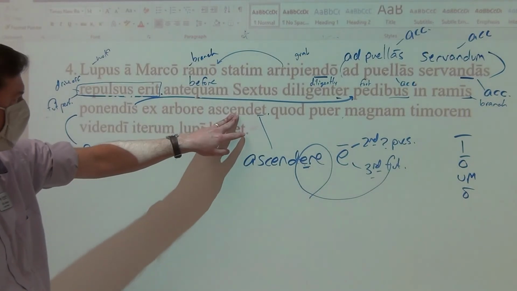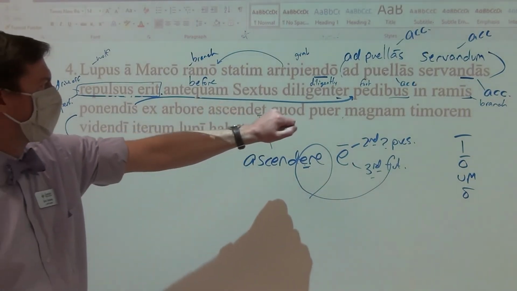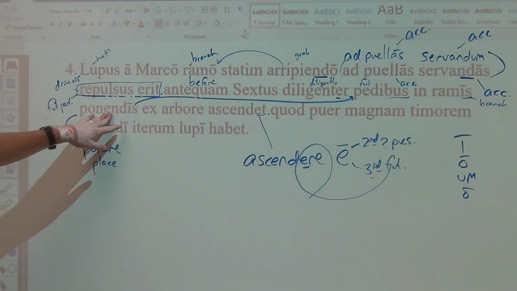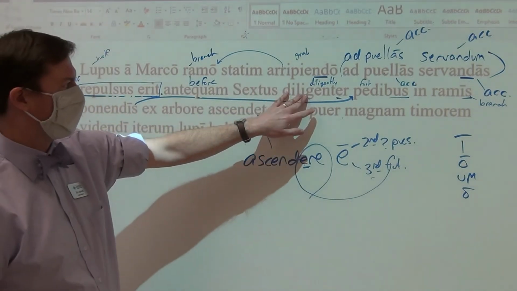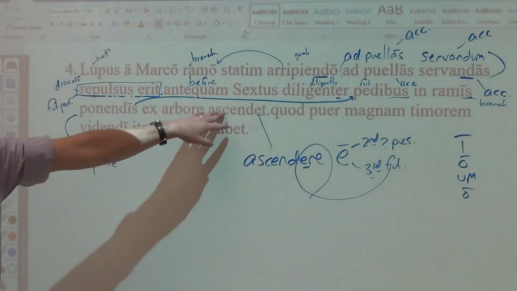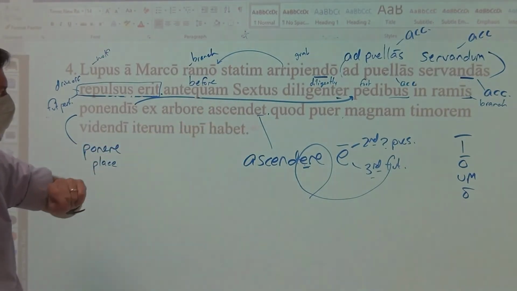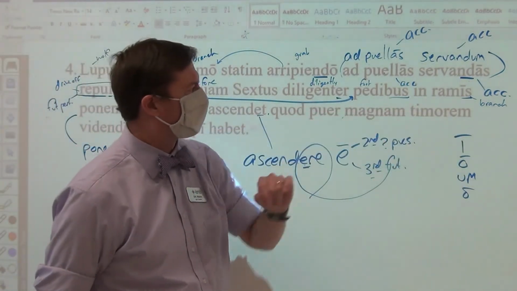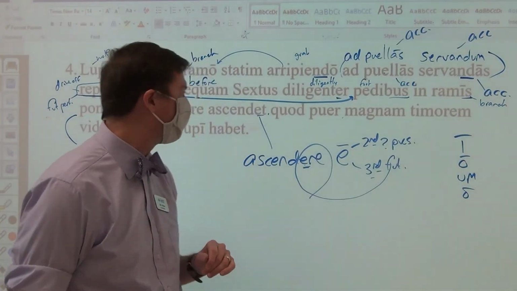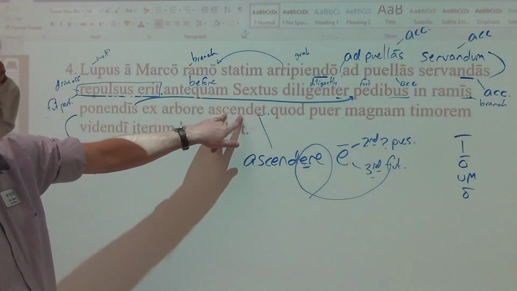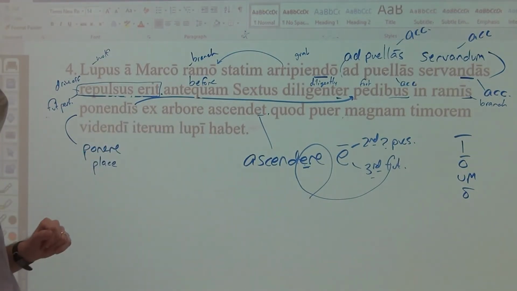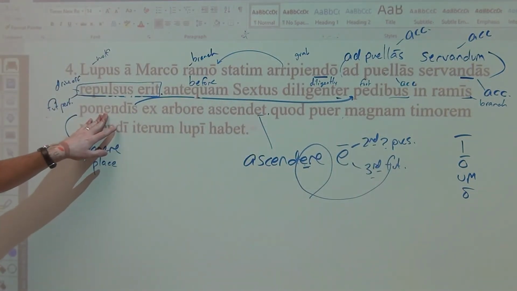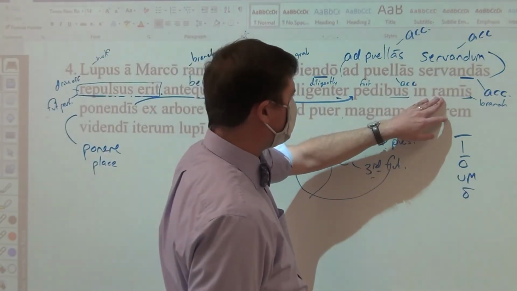So, before Sextus ascendet, by pedibus ponendis, diligenter in ramis. And ex arbore ascendit. Sextus ex arbore ascendit. Pedibus diligenter ponendis in ramis. So hopefully what you put is, before Sextus will climb out of the tree by his feet about to be placed diligently on the branches.